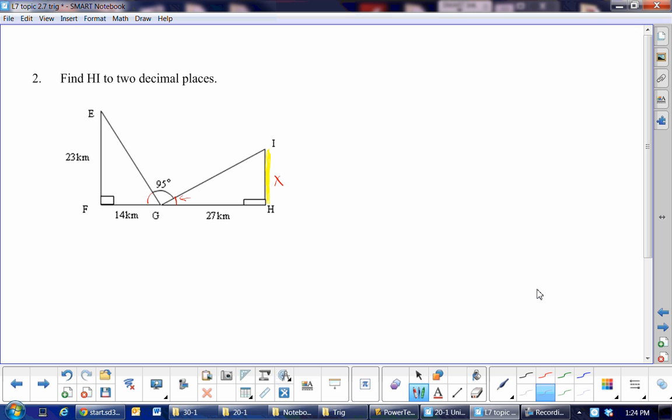Okay, how am I supposed to get that? Well, we know that these 3 angles, 1, 2, 3, must add up to 180 degrees. So, if I know this one, I could add it to 95. I could subtract from 180, and I will get this one. So how am I going to get this angle?